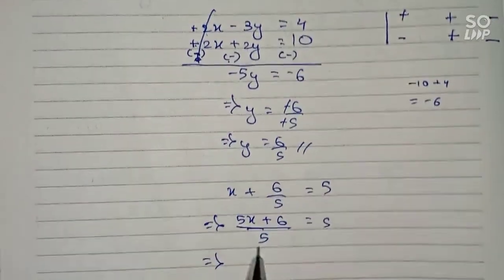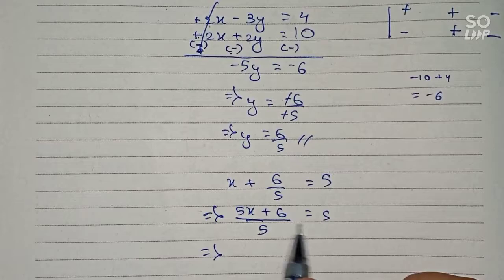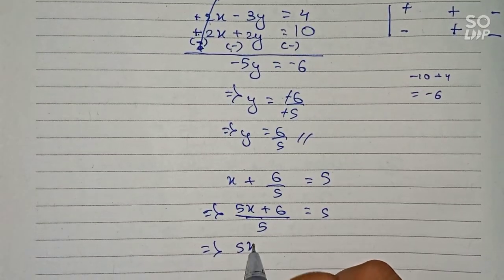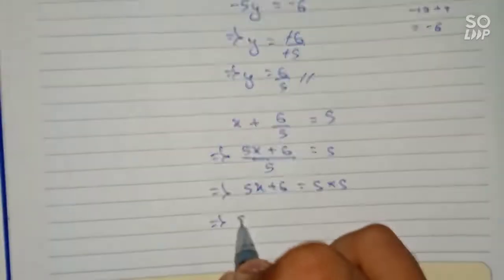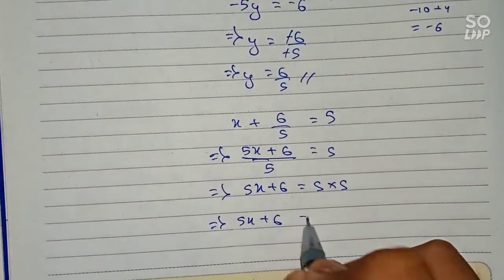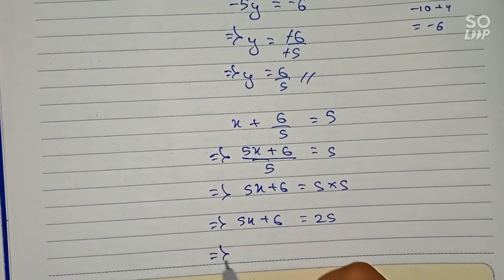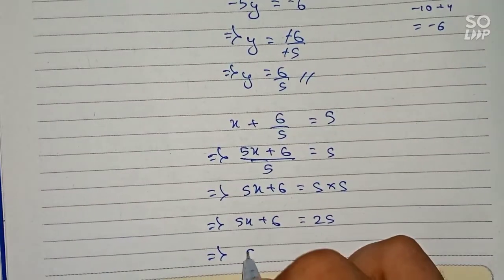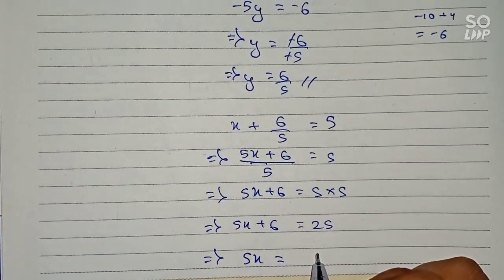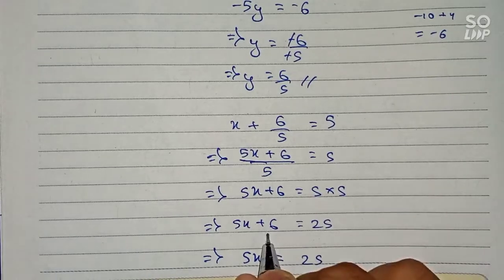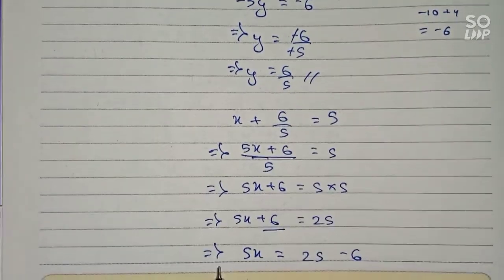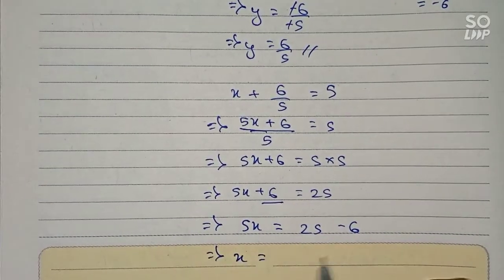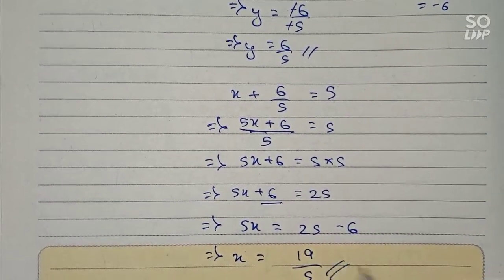So now I take the down 5 to this side, so it becomes multiply to this side. So 5x plus 6 is equals to 5 into 5, that is 25. And 5x is equals to 25. So here it is plus 6, so here it will become minus 6. So 25 minus 6. So now x is equals to 19 by 5. So the value of x will be 19 by 5.